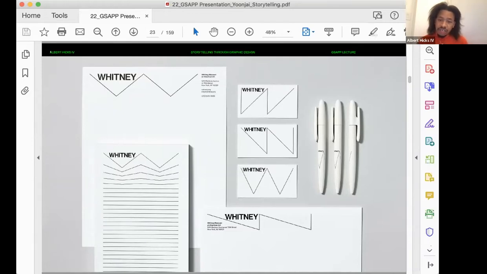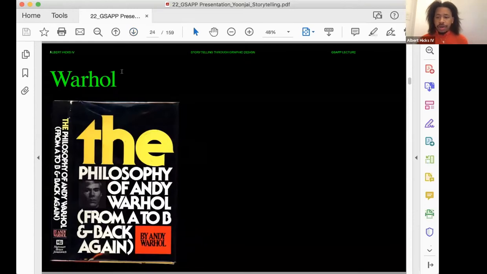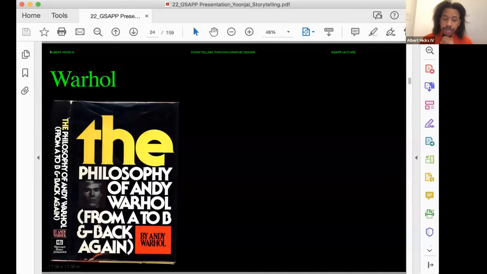And as a graphic designer, being in-house, I was also responding to the art by working with this identity. And so I quickly wanted to talk about the project that I worked on at the Whitney, which focused on Warhol. And the show was titled after the book, The Philosophy of Andy Warhol, From A to B and Back Again.